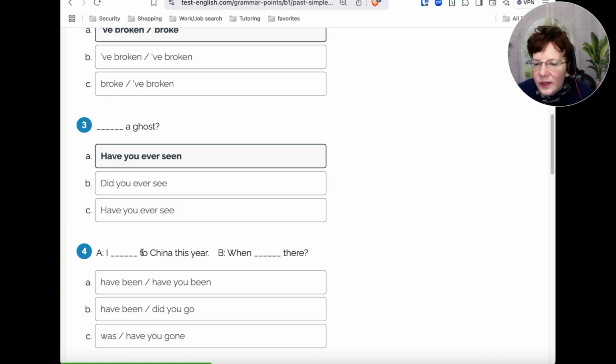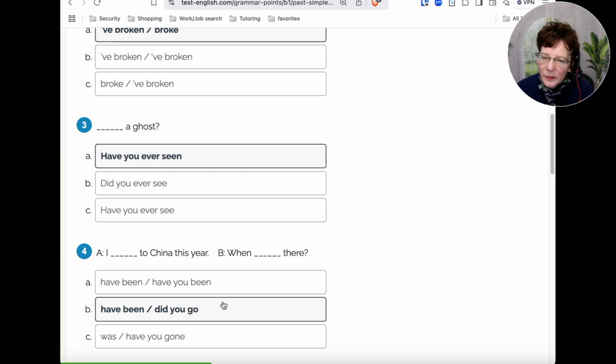Or actually, let me look at this. To China. We don't want to say was to. So we would have to use have been. We just didn't say when this year. So have been. If we're asking the details, we know we use past simple. So if you chose the second one, option B, have been, and did you go, that would be correct. I know it can be confusing sometimes when to use which one.